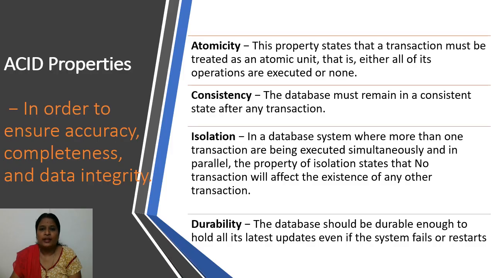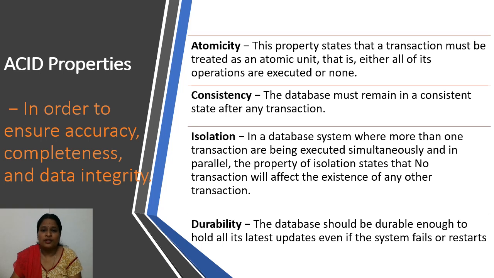ACID properties. Every transaction must follow these ACID properties in order to ensure accuracy, completeness, and data integrity. A stands for atomicity. This property states that the transaction must be treated as an atomic unit. That is, either all the operations should be executed or none. C stands for consistency. This property states the database should be maintained in a consistent state after any kind of transaction.